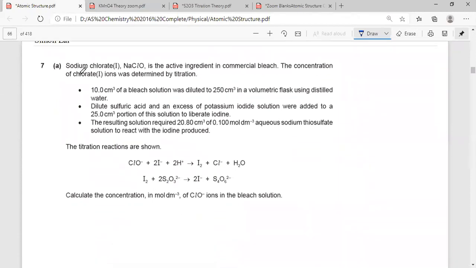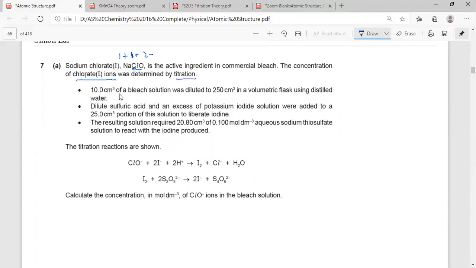Sodium chlorate is a bleaching powder. You learn this substance in your organic chemistry, so no problem, but you need to know that there's such a thing. Sodium here is 1+, oxygen is 2-, so chlorine here is +1. Interesting there, not always -7, cannot be, because of the difference in electronegativity. It's an active ingredient in commercial bleach. It's called chlorate(I), meaning chlorine is +1. What do you mean by titration?